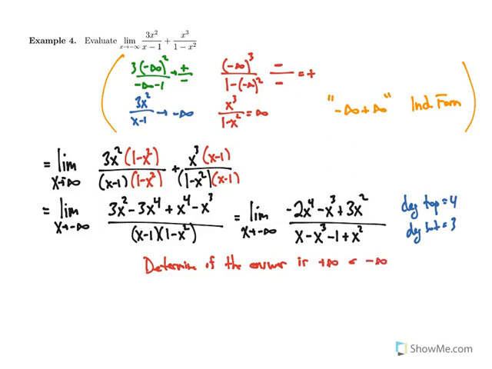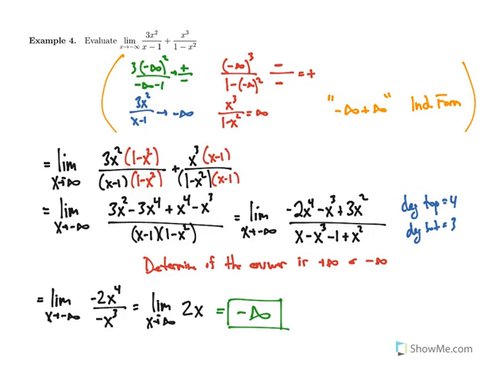And we can just check the signs on the biggest term. In fact, we can even write this as just the biggest term, negative 2x to the fourth, over the biggest term, negative x cubed. And that's going to be the same as positive 2x. And since we're going to negative infinity, this is the same thing as negative infinity, and there's our answer.